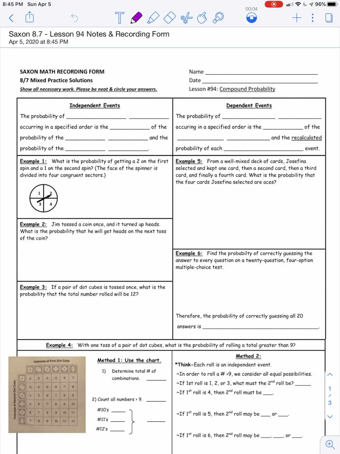Good morning to everyone. Today we're going to be looking at, I think it's a little bit more of a difficult lesson, so you're going to have to really make sure that you're following along and writing down all the notes and doing all the examples together with me.